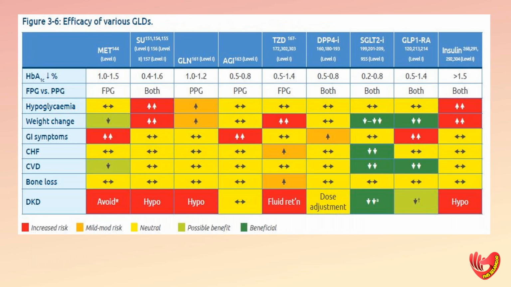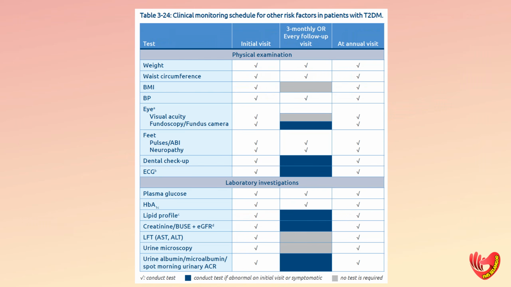This table shows efficacy of various glucose-lowering drugs. Please have a look at the HbA1c reduction, side effects like hypoglycemia, weight change and GI symptoms. You should also look at the use in patients with congestive heart failure, cardiovascular disease, and in diabetic kidney disease. This table shows the clinical monitoring schedule for other risk factors in patients with type 2 DM. Please refer to this table to guide monitoring at the initial visit, at every follow-up and at the annual visit.